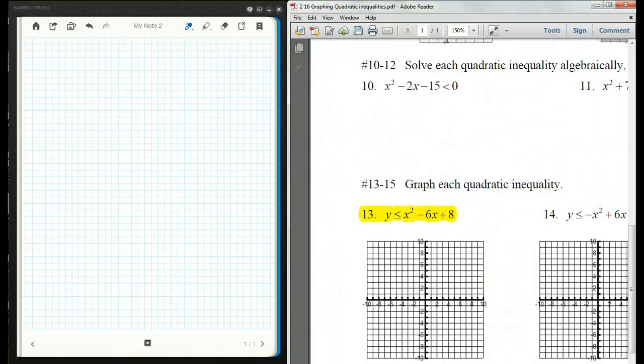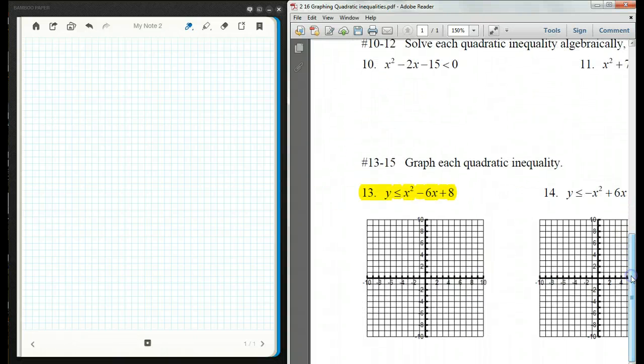Let's take a look over here on number 13. We're looking at graphing this equation. So y is less than or equal to x squared minus 6x plus 8. There's a number of things you can start off looking for. I'm going to talk about some easy ways that are also going to help us get ready for the midterm.